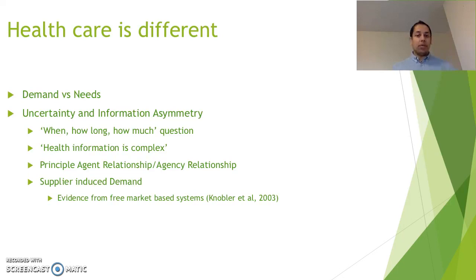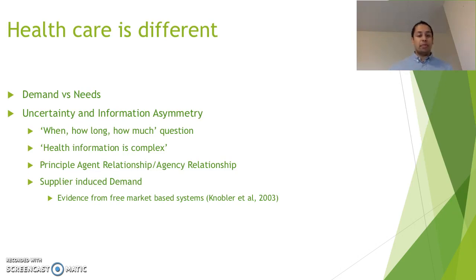The second point is uncertainty. You don't know when you will be sick, for how long, and how much it would cost you. In an ideal market, you know what to buy, where to buy, and so on. In healthcare, you don't know. So it makes it different.